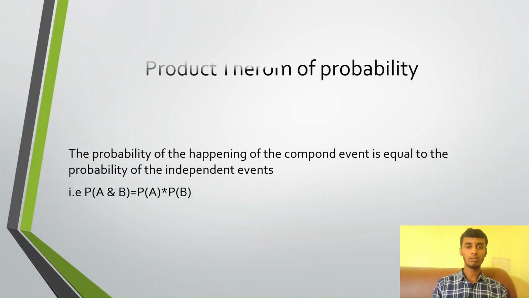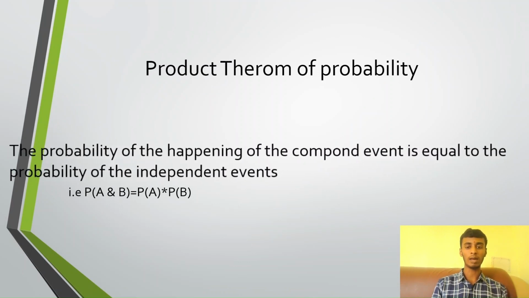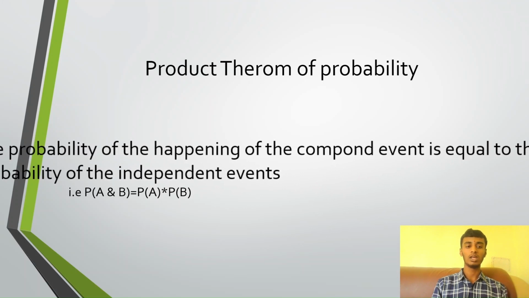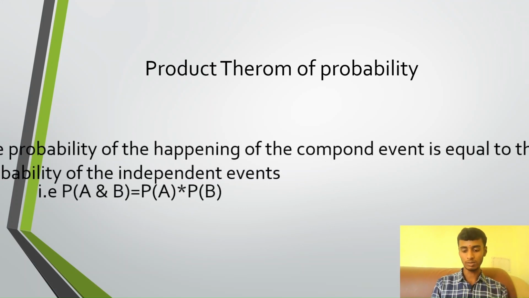Next we will see the product theorem of probability. The probability of the happening of a compound event is equal to the product of the probabilities of the independent events, that is, P(A and B) equals P(A) into P(B).